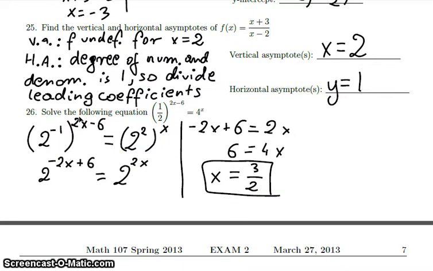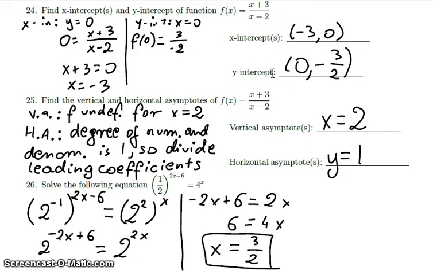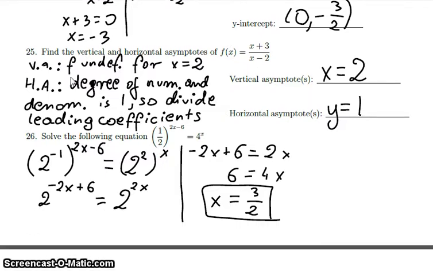Problem 25. Find the vertical and horizontal asymptotes of, note, the same function. So the vertical asymptote is when f is undefined, and that happens when x equals 2. So the equation of your vertical asymptote is x equals 2. And the horizontal asymptote is y is equal to 1 because the degree of the numerator is 1, the degree of the denominator is 1.